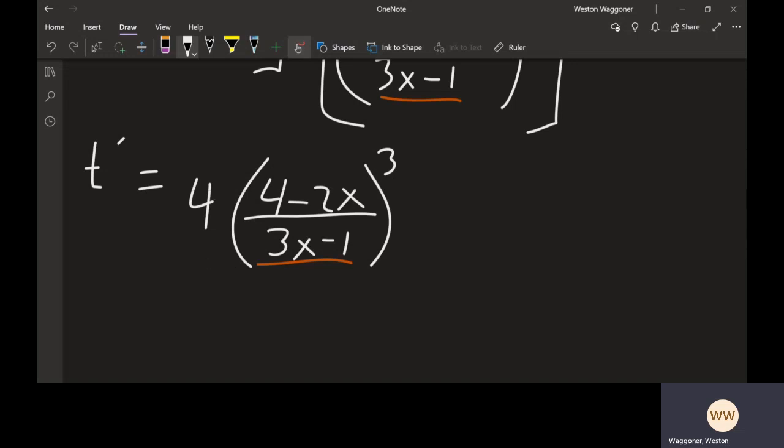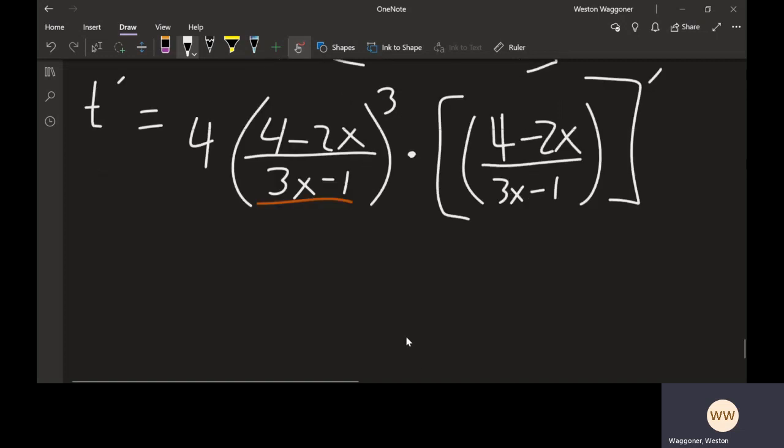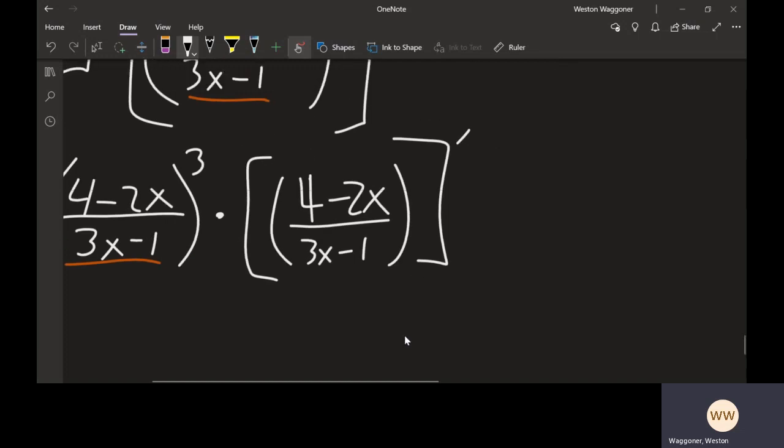So let's write it. I'm going to be taking the derivative of this 4. And that's it. And we're going to take the derivative of this. Okay, so now this is what I want to work on. I want to work on this derivative. I want to say that everything here is good. And we're going to start taking the derivative of what we have on the inside. And it turns out, just looking at it, this is going to call for a quotient rule. So let's get to that.